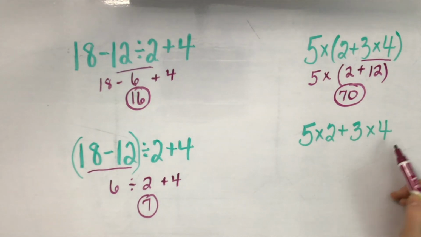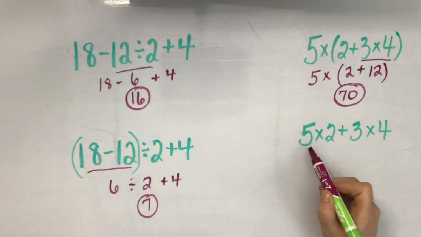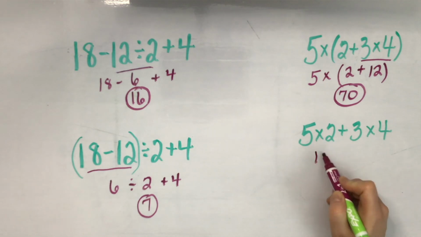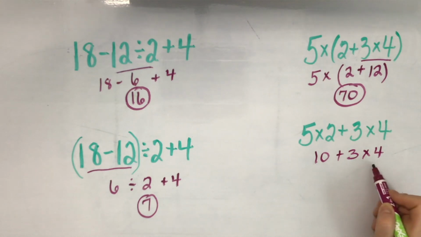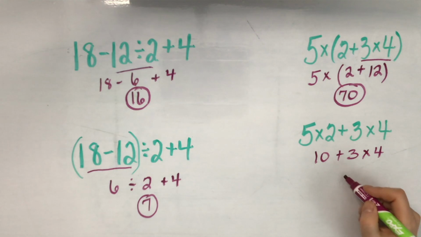Okay, same numbers and operations as above, but this time the brackets have been removed. So I'm going to multiply first from left to right. So I've got 5 times 2 is 10. Now I have to multiply these numbers first, which gives me 12. 12 plus 10 is 22.